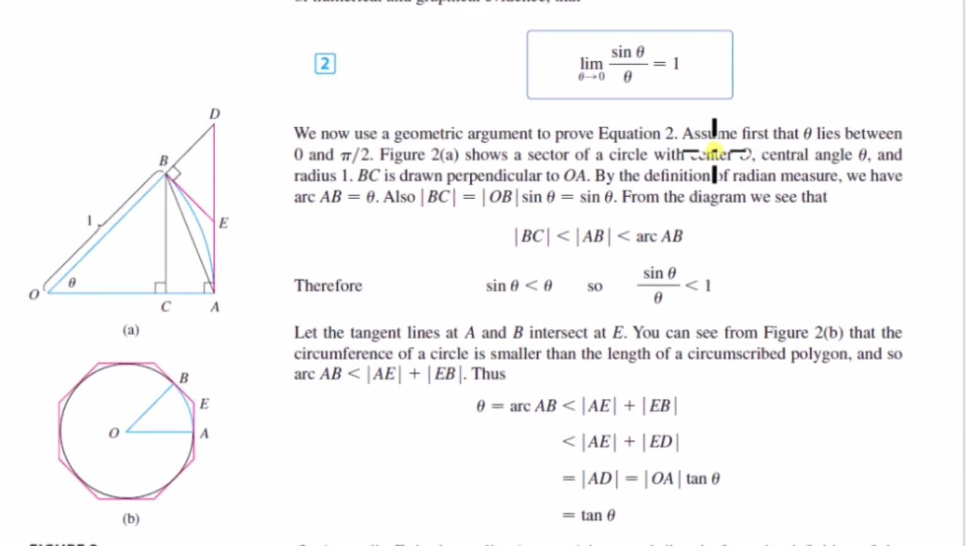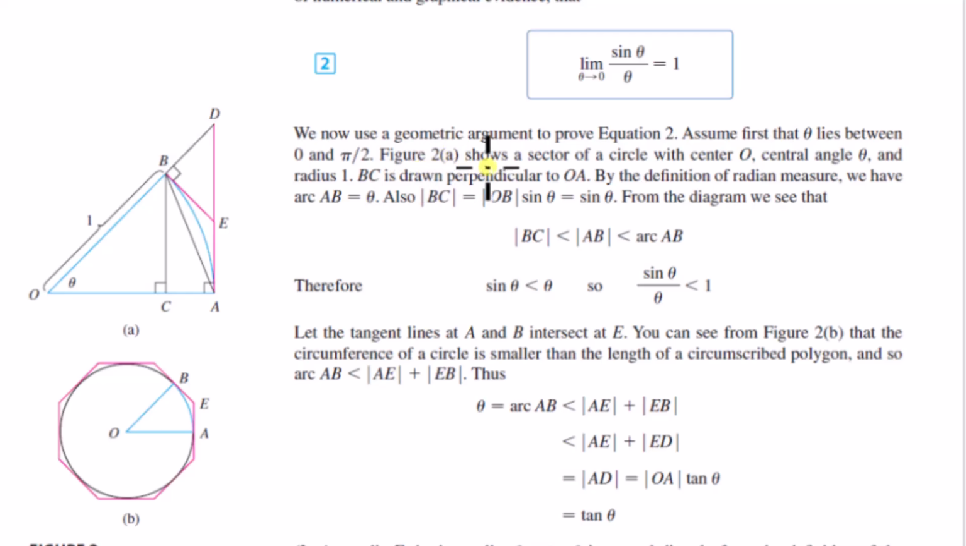It says, assume first that theta is an angle. We know theta is an angle because it's an input into sine, right? And it's in radians. That's necessary for this proof. This limit doesn't work if theta isn't in radians; it wouldn't be equal to 1. You could still do the limit if theta was in degrees, but it's not going to be equal to 1. Okay, assume first that theta lies between 0 and pi over 2.